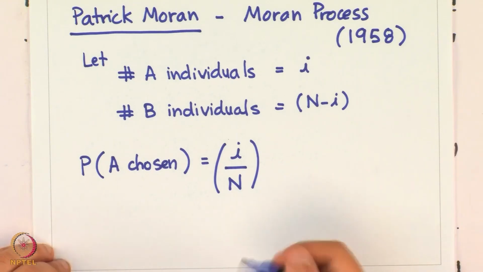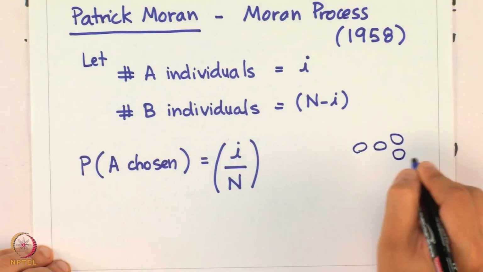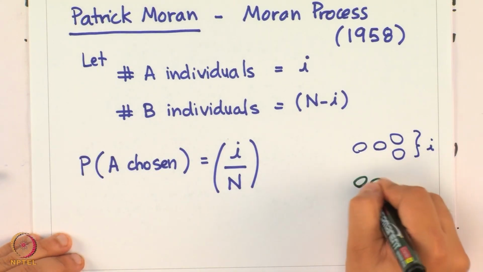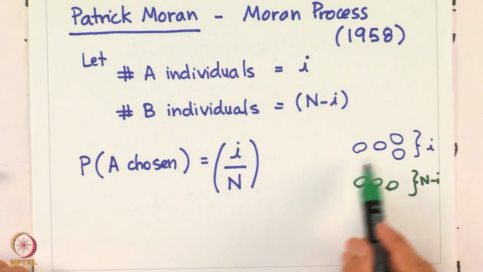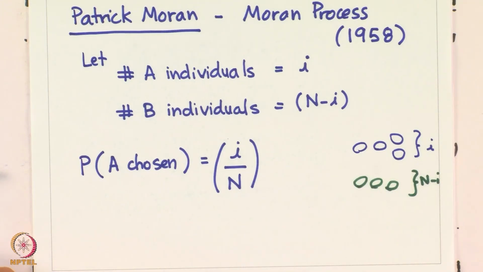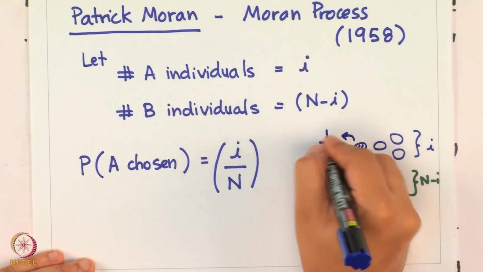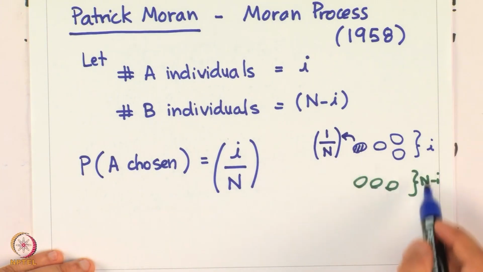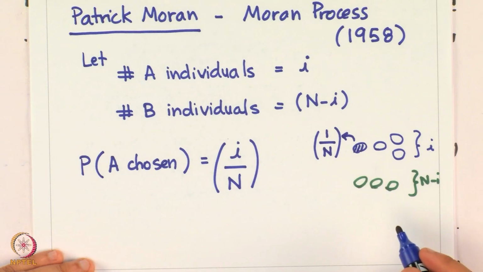Another way to think about this is that if you have a situation such that the number of individuals of genotype A are equal to I and the number of individuals of genotype B are equal to n minus I, then because every individual in this population is equally likely to get drawn, the chance that I will draw a particular individual is just equal to 1 by n. Because when I am drawing an individual, the chance of drawing any particular one is equal to everyone else's chance, and hence drawing a particular individual is 1 by n.